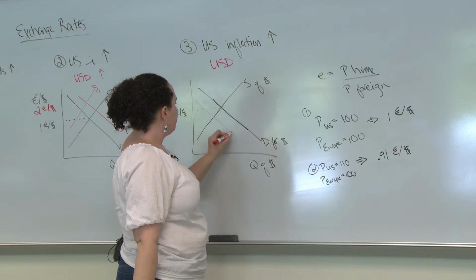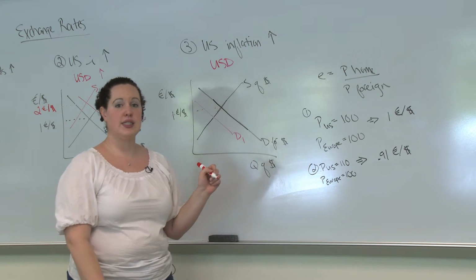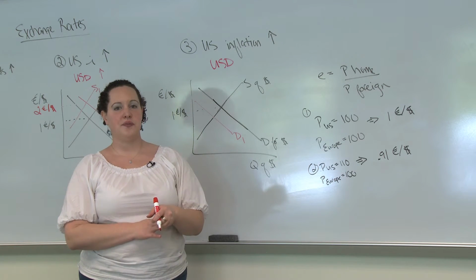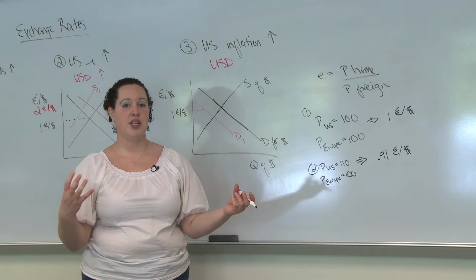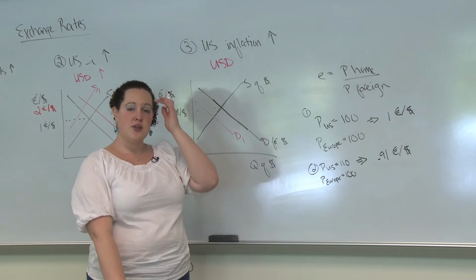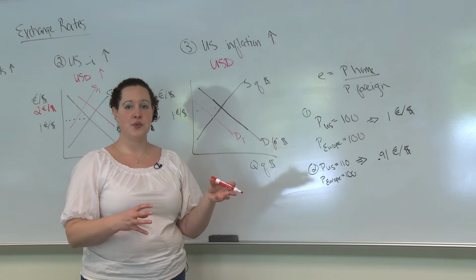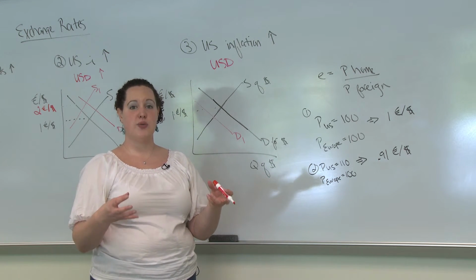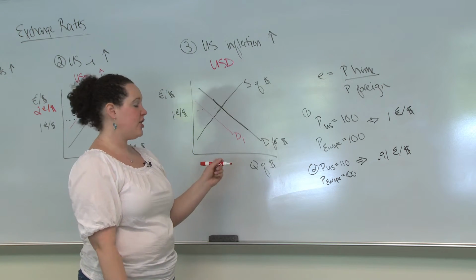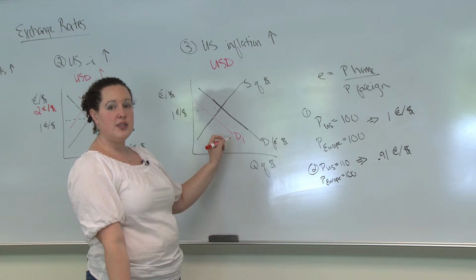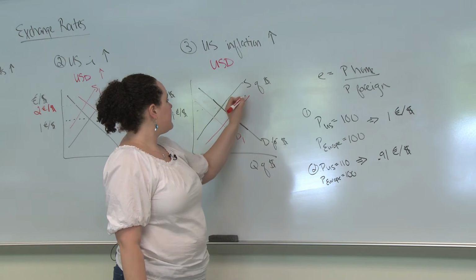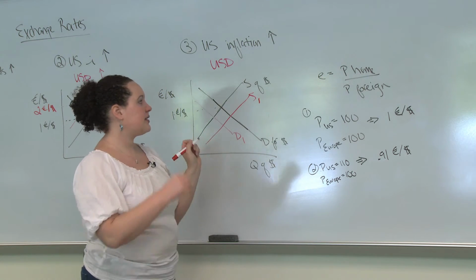The first one is that demand for dollars is going to decrease. And the reason for that is that if you are a European consumer and you can either buy US goods or you can buy European goods, if the inflation rate in the US has gone up, then US goods are now comparatively more expensive. So you're probably going to not buy as many US goods. So you don't need as many dollars because you're not buying as many US goods, so your demand for dollars decreases.